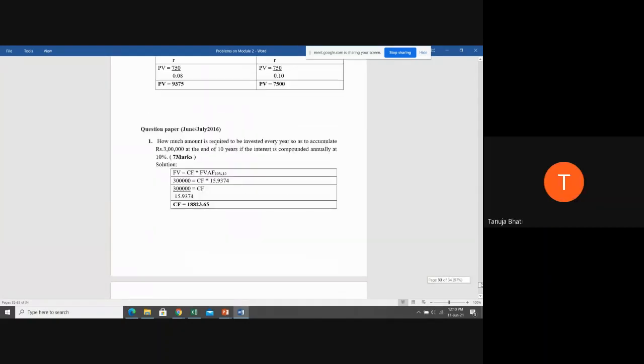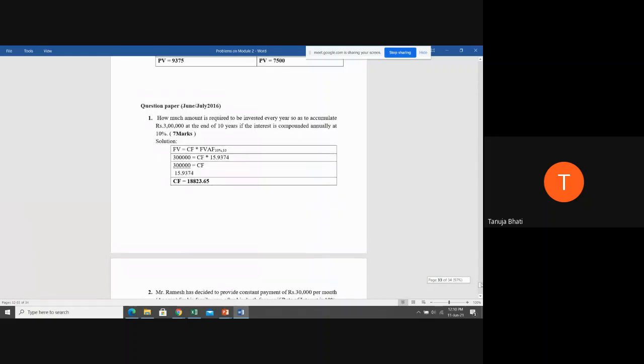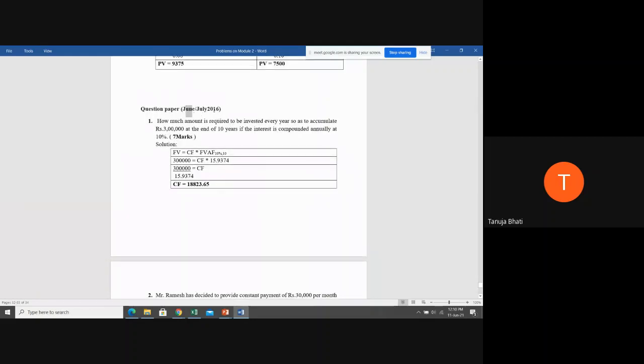Moving ahead to the next question paper, which is from June-July 2016. How much amount is required to be invested every year so as to accumulate 3 lakh at the end of 10 years if interest is compounded annually at 10%? So can anyone tell me, which formula am I supposed to use? They are asking every year how much amount I need to invest. That means they are asking you annuity amount.